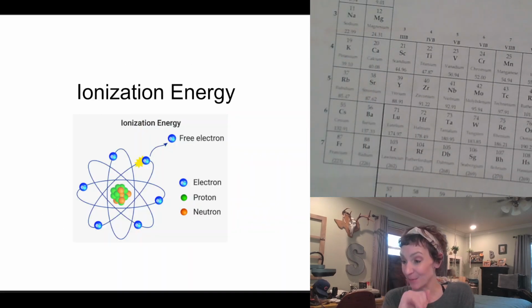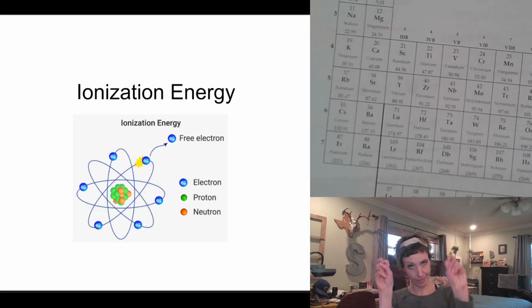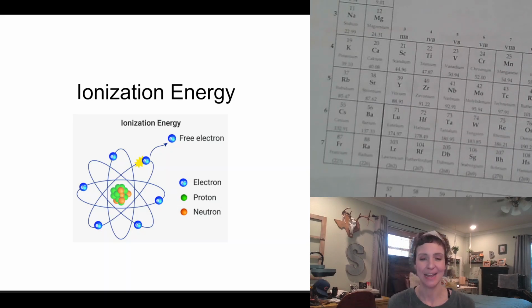Good stuff. So now we're on the back. We're ready to talk about our third trend for categorizing ionic radius as a true trend. But this is called ionization energy. So we've got kind of a new term here.